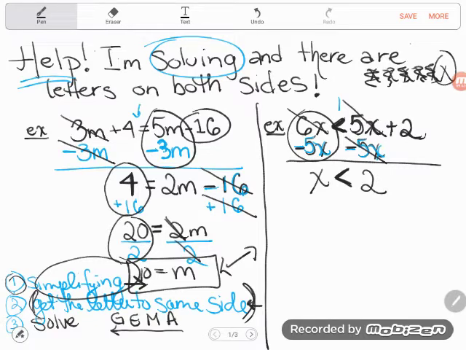And this is a very simple inequality. X is less than 2. Remember what that means, though. That means that any number less than 2 makes this thing true. So 1 is less than 2. 1 would work. So 0. So's negative 43. So's 1/2. A lot of numbers are less than 2.